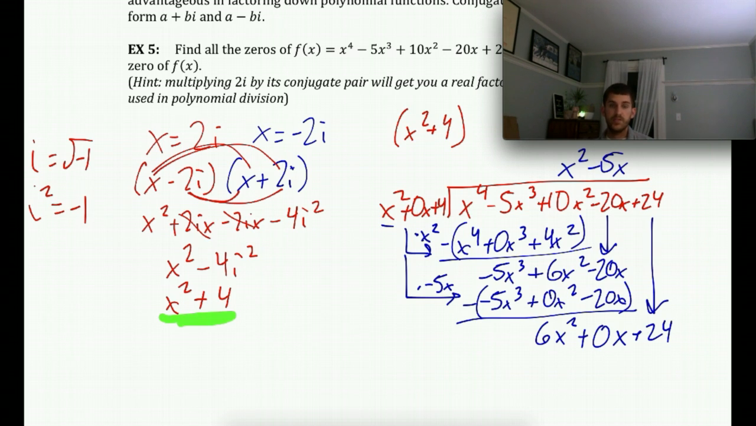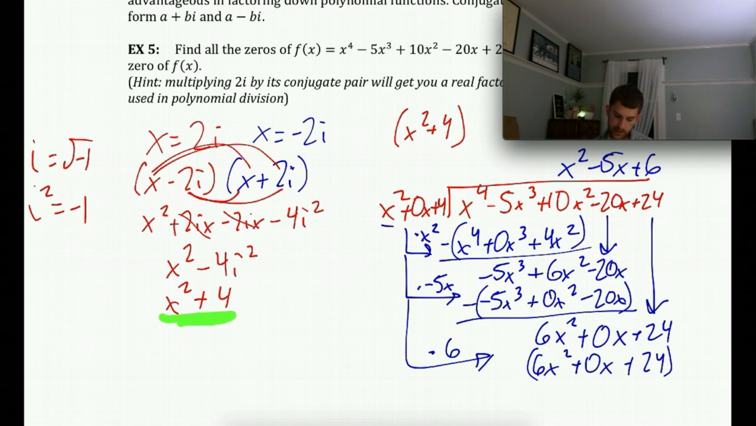So now we're going to repeat ourselves. x squared times what gives us 6x squared? That's plus 6. So we're going to multiply this whole thing by 6, and we end up with 6x squared. 0x times 6 is still 0x, and then 4 times 6 is 24. And we're going to subtract these two lines, and we get a grand total of 0, which is good because then it truly is a factor.